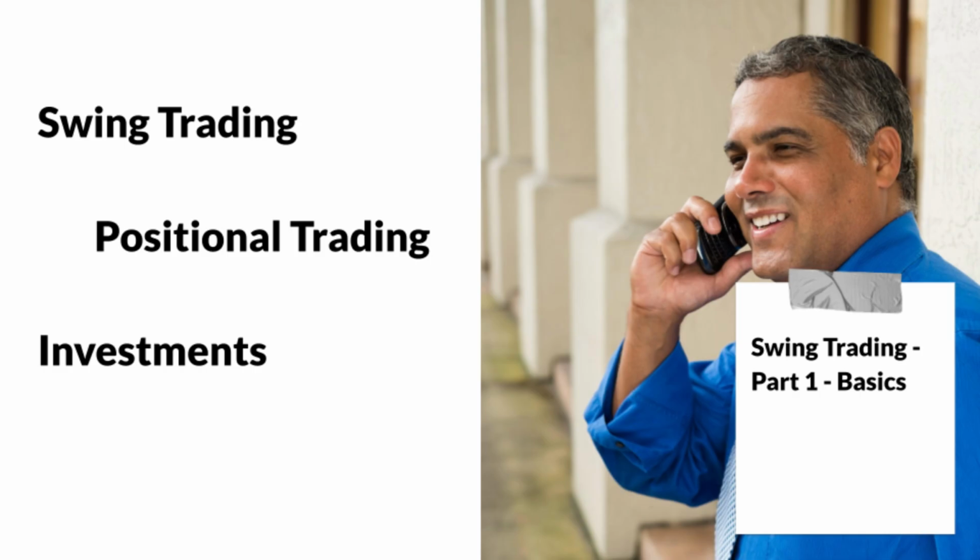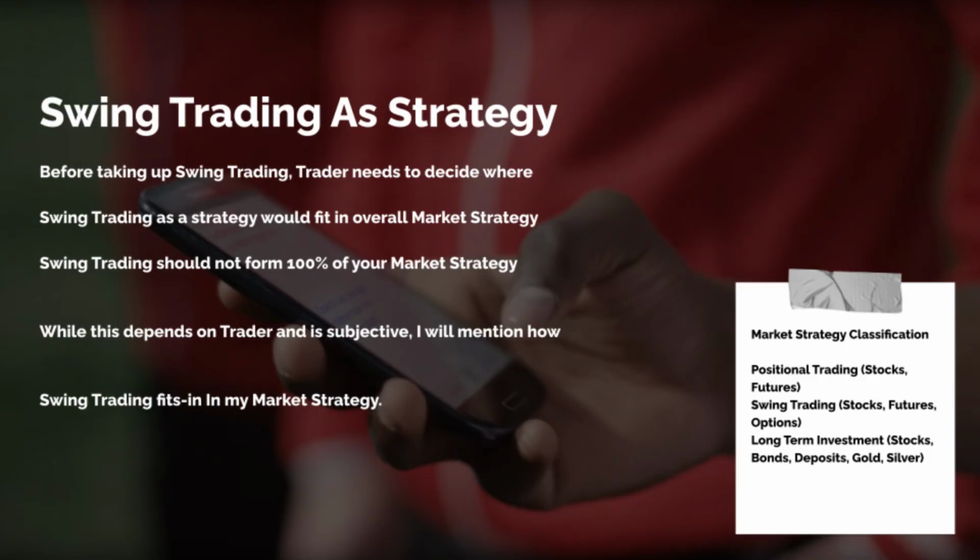So I would say that this depends on the trader, because there will be occasions where a trader would feel that he's just a swing trader. He does not want to invest or he does not want to trade positionally. That is fine. But in general, if you're starting out, try to classify your market strategy into three subtopics: positional trading, swing trading, and long-term investment. Now, in positional trading, you should stick to stocks and futures. In swing trading, you can experiment with stocks, futures, and options. And for long-term investments, there are a lot of options available, that is, stocks, bonds, deposits, gold, silver.